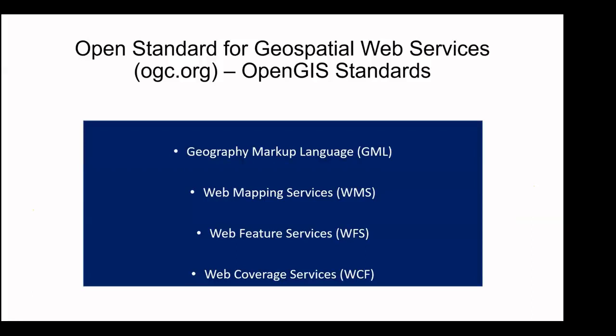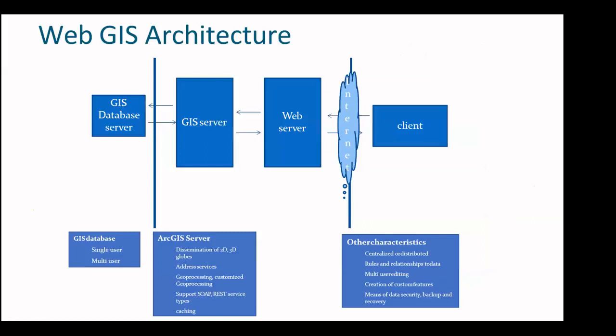Basically, in WebGIS architecture, you have a database which is connected with the GIS server. The GIS server in turn is connected with the web server, which is normally IIS, and then through the internet we get connected to the client. So this is one straight linear relationship. I'm showing it for a better understanding.